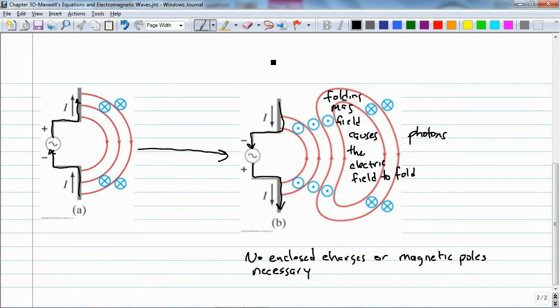So this is where we find use. We'll talk more about how we use this for radio and television. But it also has other uses and implications for us.